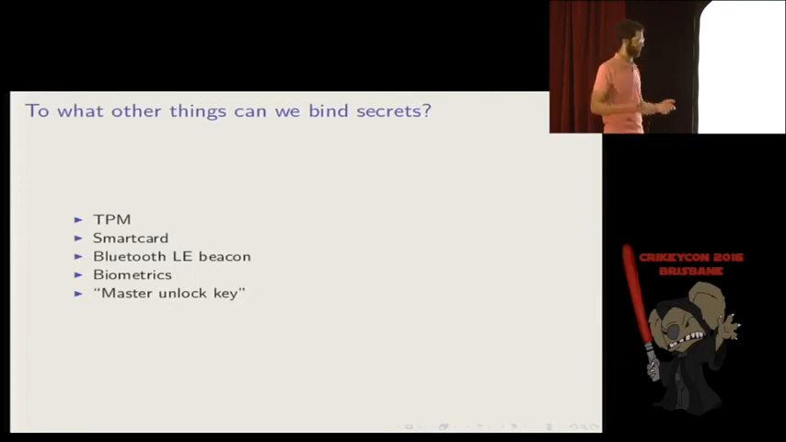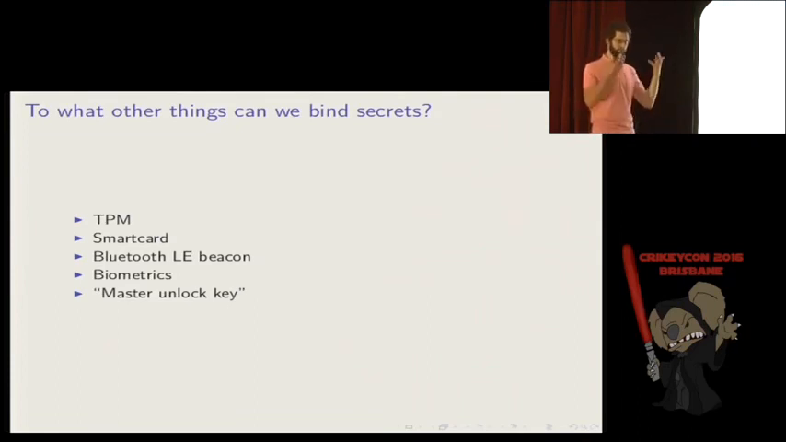So on to Clevis now. If we can bind a secret to a network, we might ask, well, what other sorts of things can we bind a secret to? And the answer to that question is things like TPMs and smart cards, maybe a Bluetooth LE beacon or some other sort of system that you can communicate with, but not over an Ethernet network.